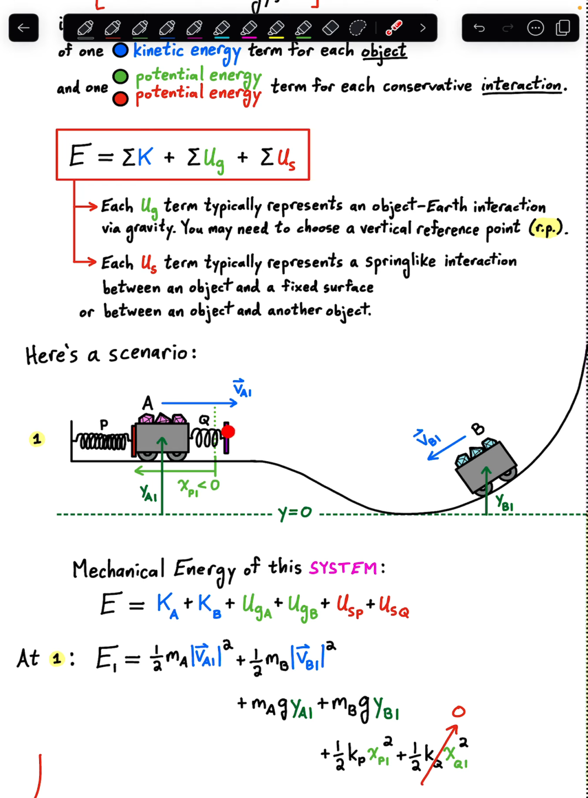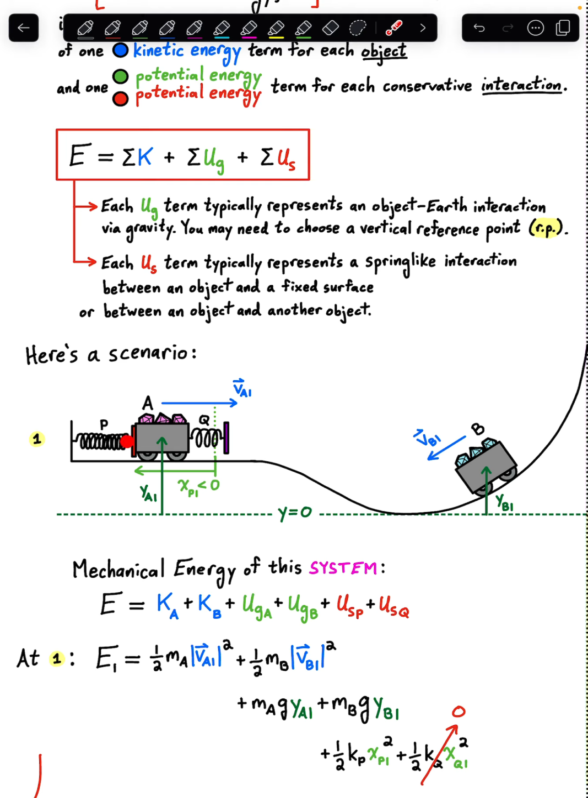Spring Q, however, is at its natural length currently. It's not compressed or stretched. So the X for Q at this moment would be 0. It is not displaced. Therefore, spring Q is storing no elastic potential energy. That term would be 0. The other 5 terms would be non-zero at the moment. So there is the mechanical energy of this system at moment 1. Let's look at a later moment in time.